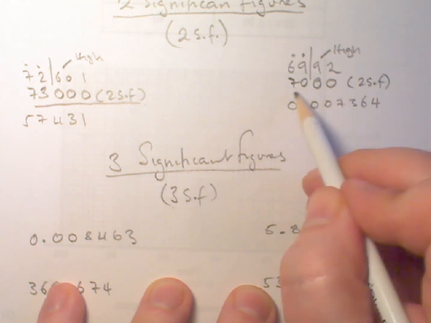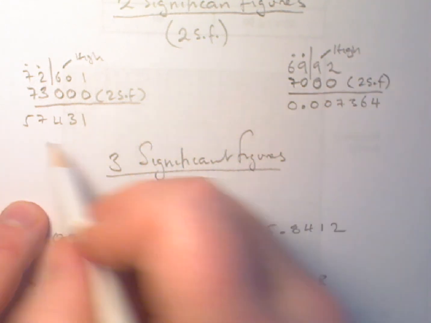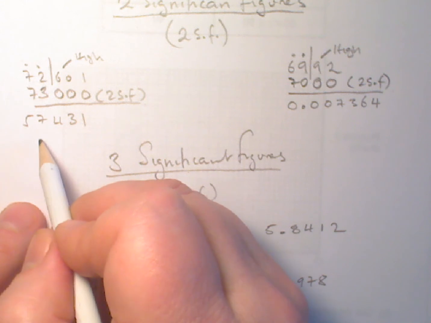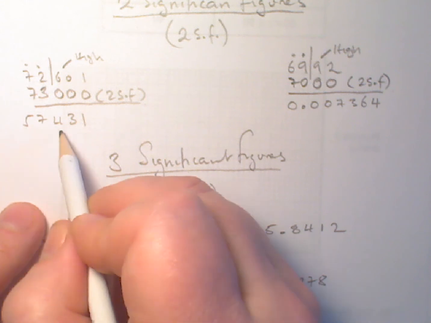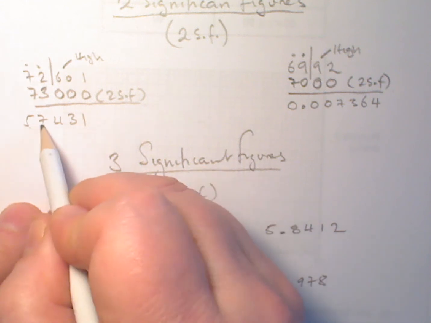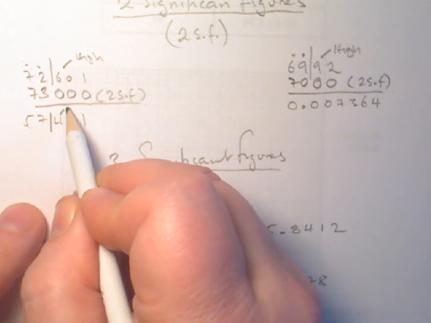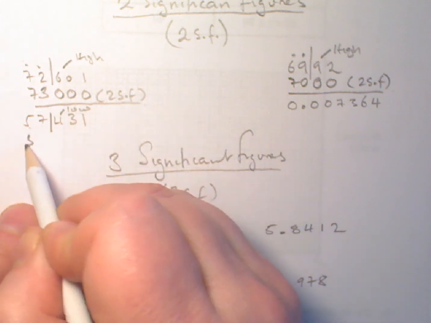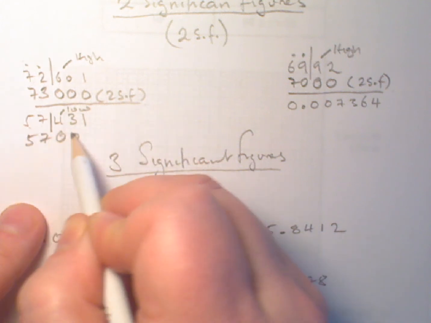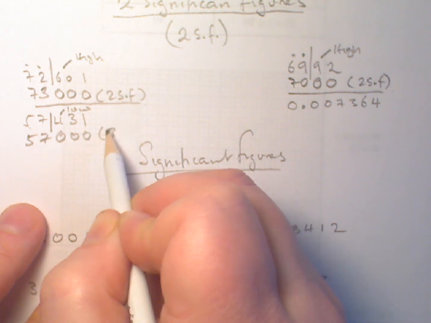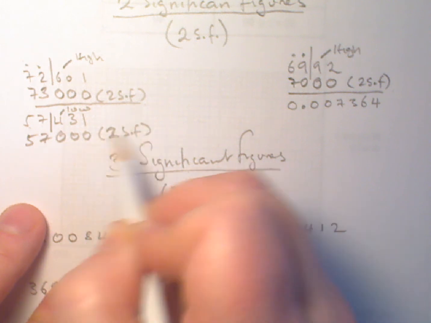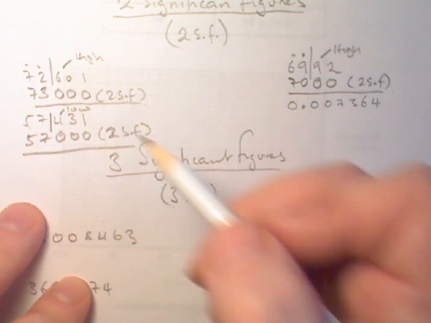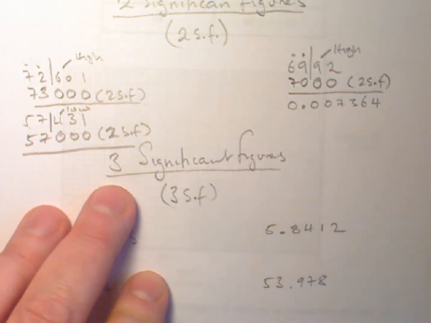We are going to have a look at the next one, which is 5,700,431. So 1, 2, make a cut. This is low. So I leave it as 57 and maintain the place value and write 2SF. Okay, and so this video doesn't get too long, I'm going to stop that there.